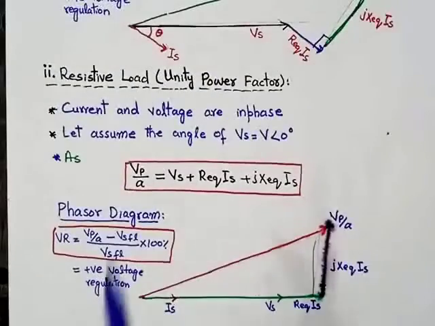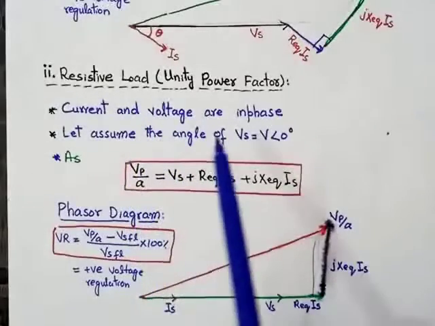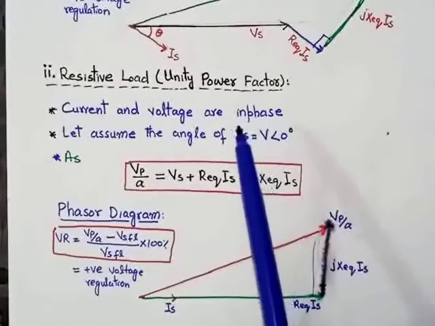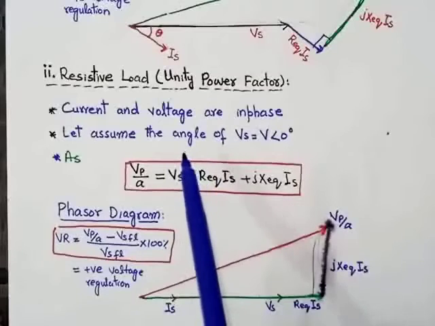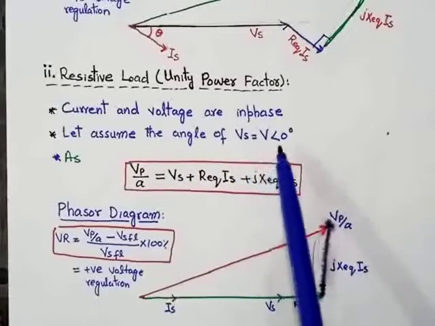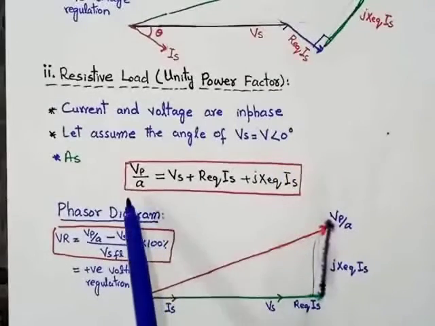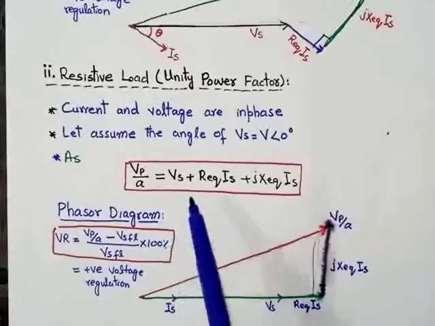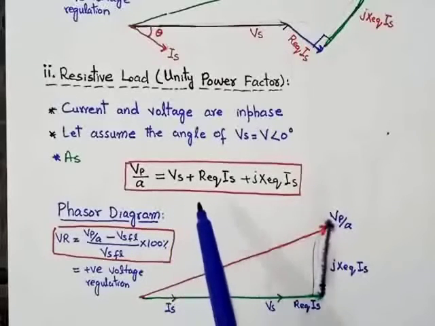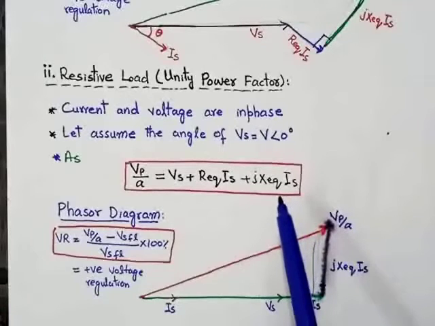As we know, in case of resistive load, the current and voltage are in phase. That is, the power factor will be unity power factor. So similarly, let us assume that the angle of secondary voltage is equal to Vs angle of 0 degrees. As we have already discussed, the equation of Vp over a is equal to Vs plus R equivalent into Is plus jX equivalent into Is.